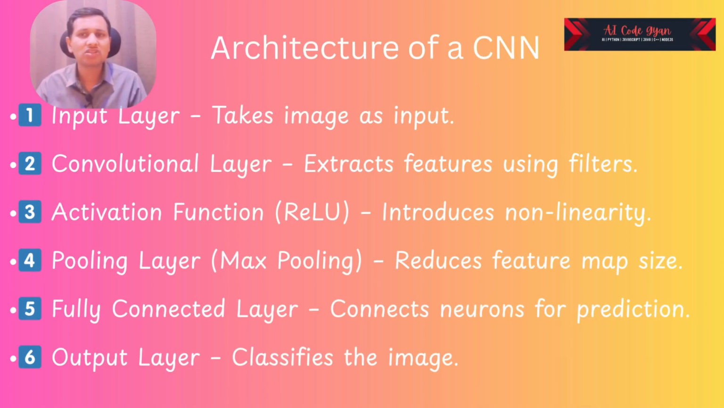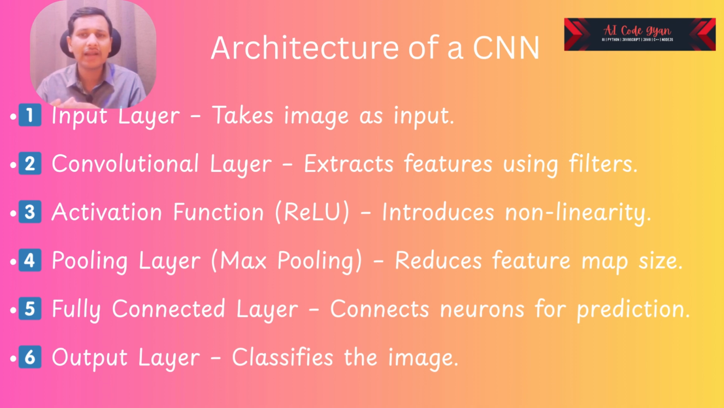Now let us understand the structure. It has an input layer, which is the first layer that takes images as input. It has the convolution layer, the second layer, which extracts features using convolution filters. The third layer is the activation function layer, or you can say ReLU, which is most commonly used, which introduces nonlinearity and removes the negative part. The fourth one is the pooling layer, max pooling, which reduces map size. So it will reduce a 4x4 matrix into a 2x2 matrix.